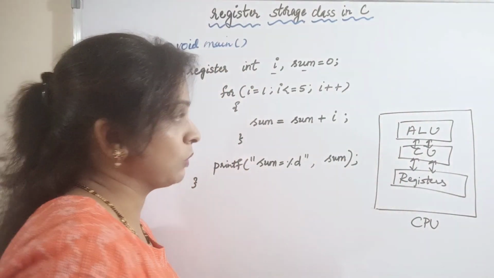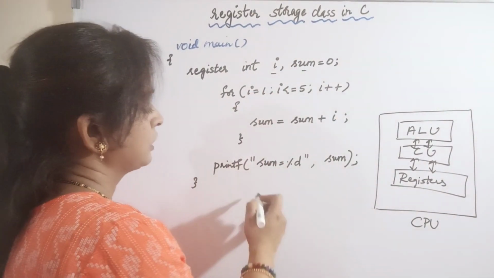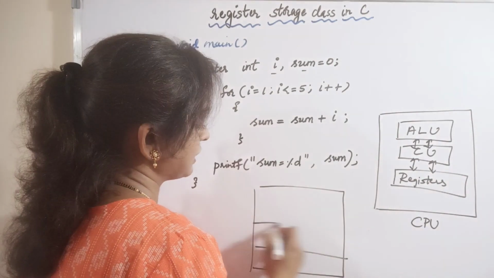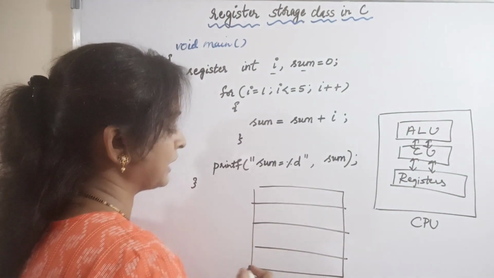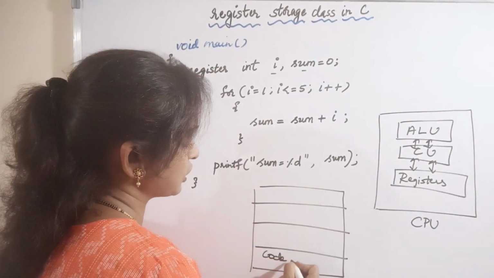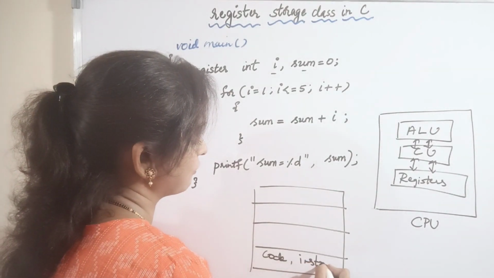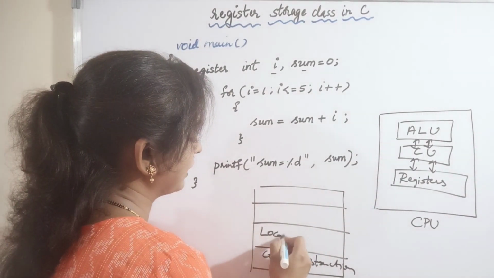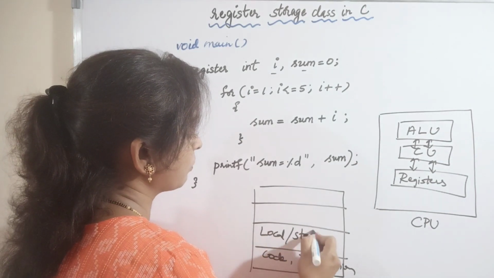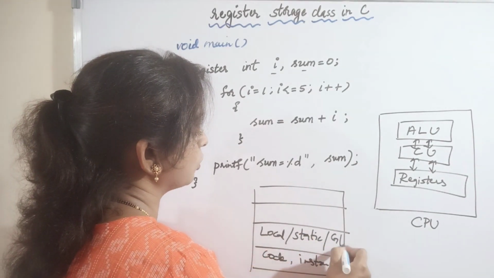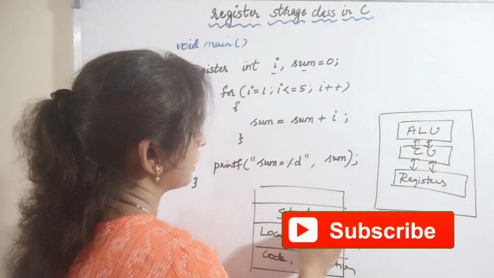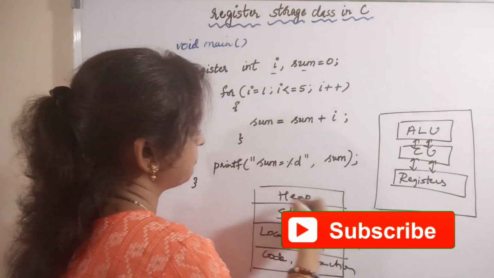For this program, as we all know, the program will have different frames to store the data. All the code and instructions will be stored in one frame. Then you have all the local variables, static variables, and the global variables in one frame. Then you have the stack frame, and then you have the heap frame.